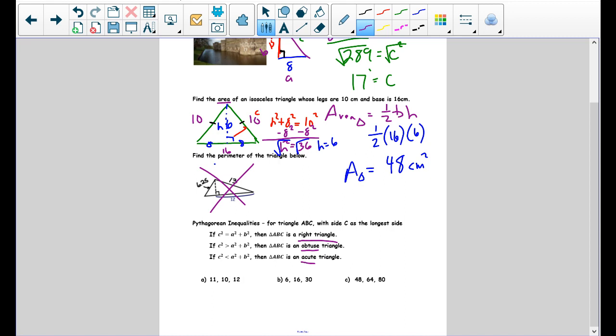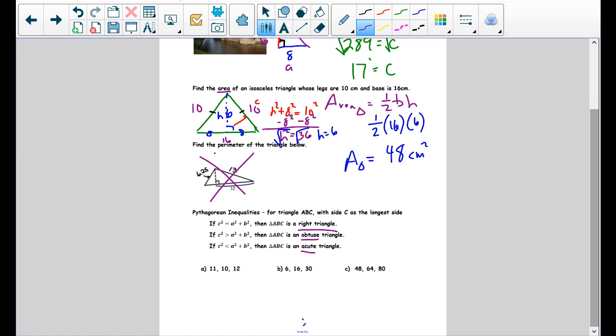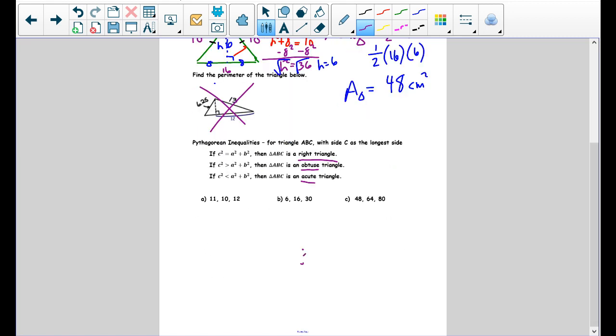So if I do this Pythagorean theorem, again, if c squared is equal to a squared plus b squared, it's a right triangle. The formula works, it's a right triangle. If c squared is bigger than a squared plus b squared, it's going to be an obtuse triangle. And if c squared is smaller than a squared plus b squared, then it's going to be an acute triangle. Okay? So when I look at this, how do I know what a, b, and c is? C is always the biggest side.